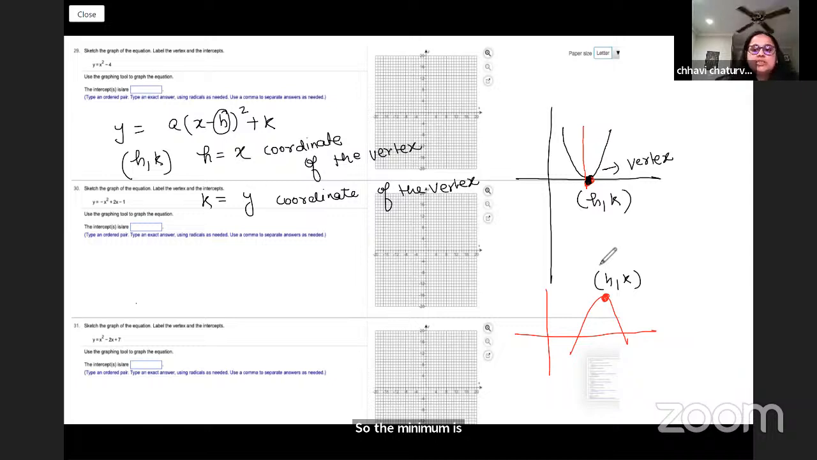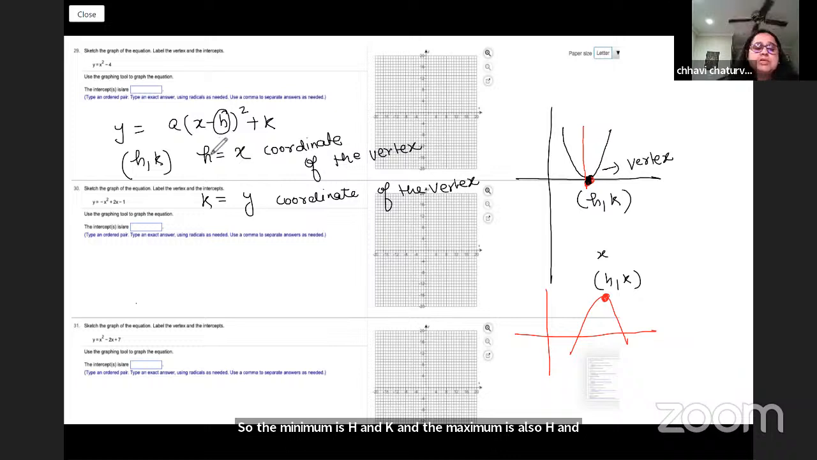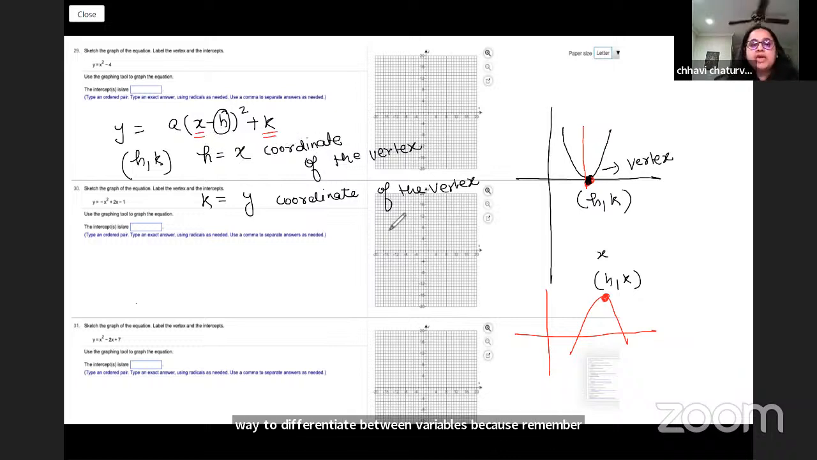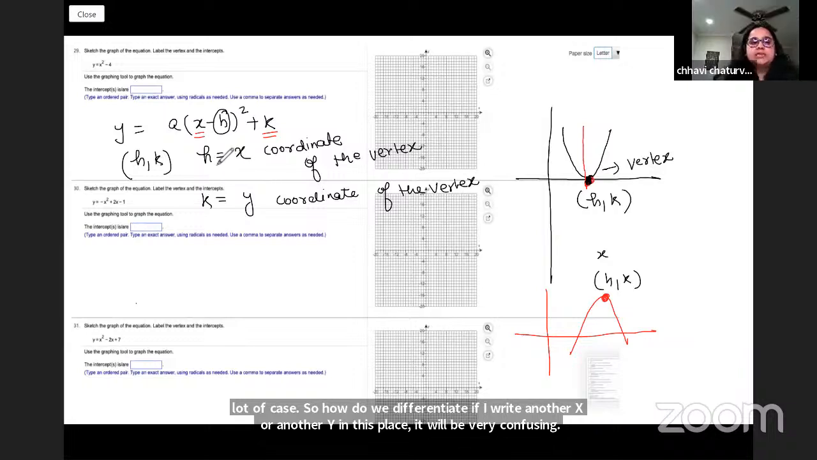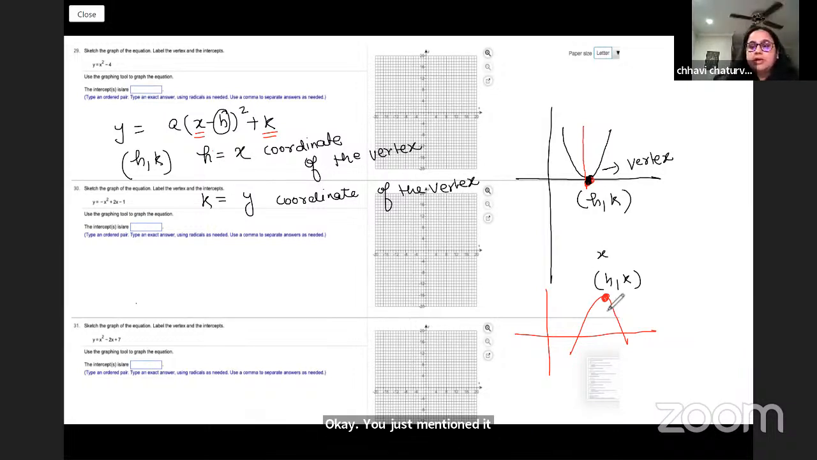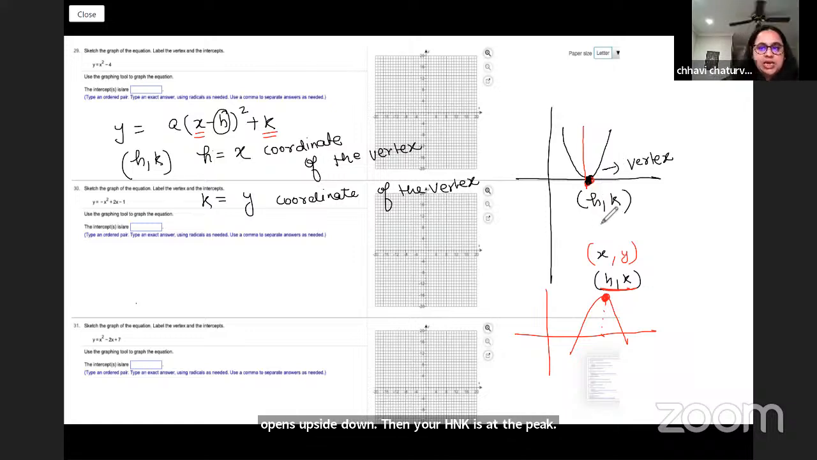Now, h and k are not really important. It is just a way to differentiate between variables, because remember, we are using a lot of x's and a lot of y's. So how do we differentiate? If I write another x or another y in this place, it will be very confusing. So in the vertex form, you just mention it as h and k. When the graph opens downward, your h and k is at the peak. When the graph opens up, your h and k is at the dip.